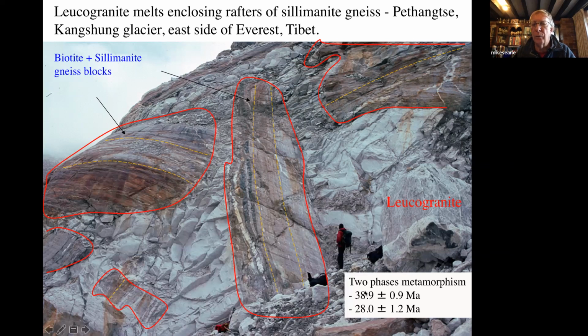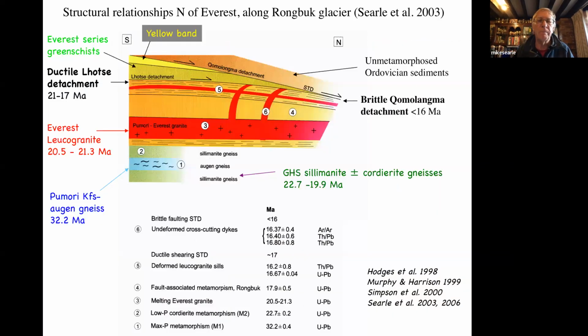We can date the metamorphic phases using monazites that are growing in equilibrium with the high-grade metamorphic rocks, and we can date the leucogranites using zircons and monazites as well. So here's a summary of all the geochronology. This is a bit of an old diagram, so I'm going to skip through it pretty quickly, but the Everest Pumori leucogranites are here.